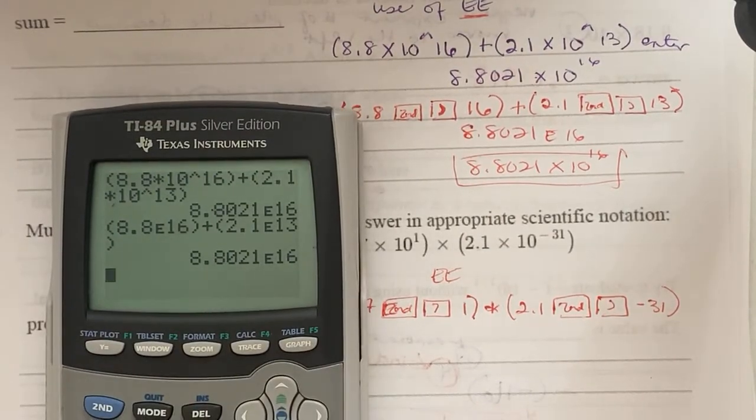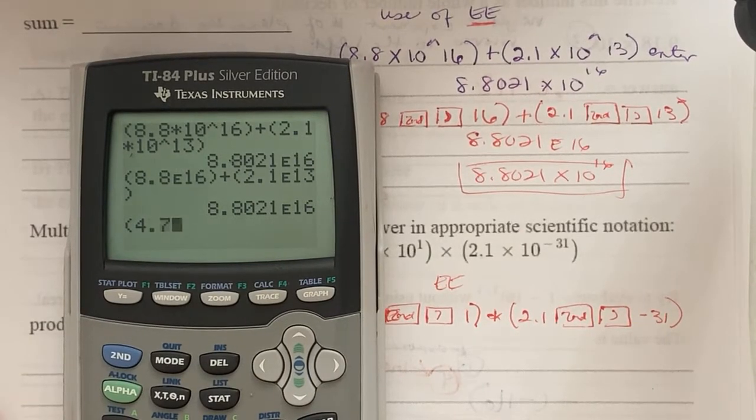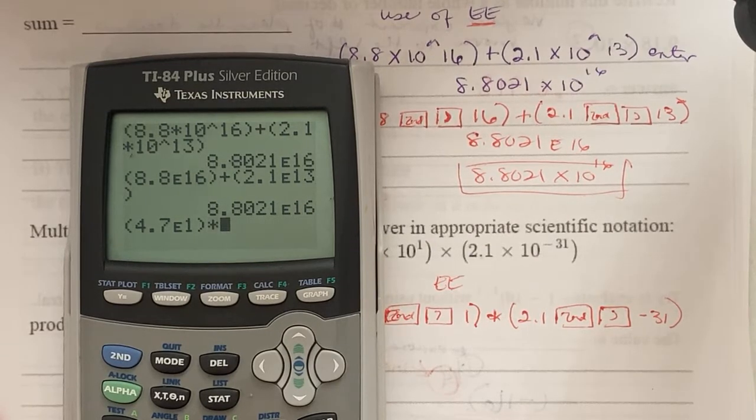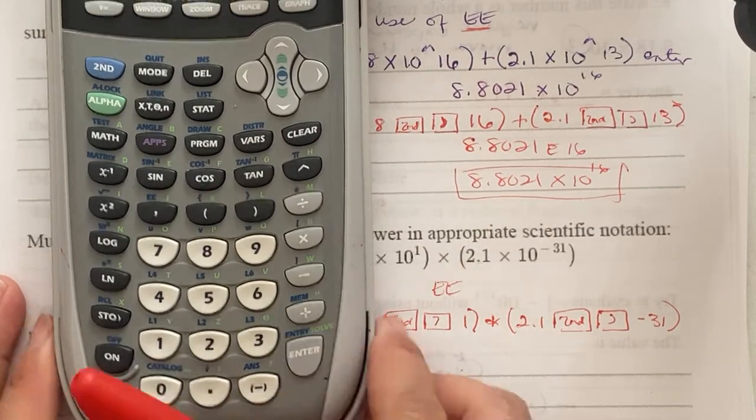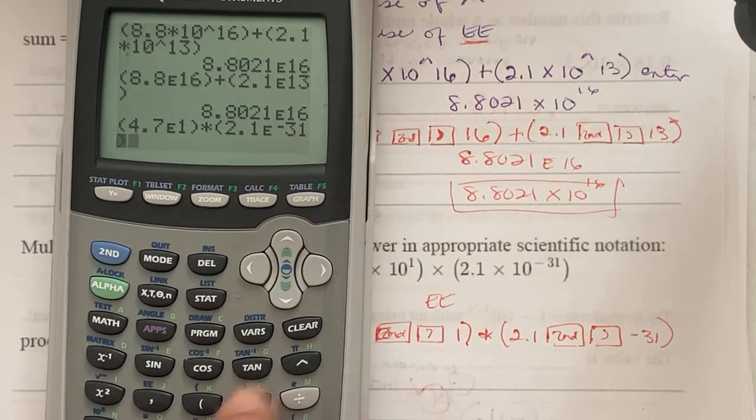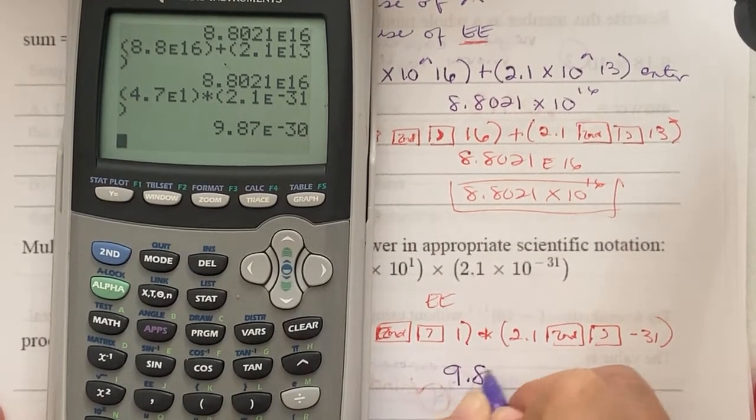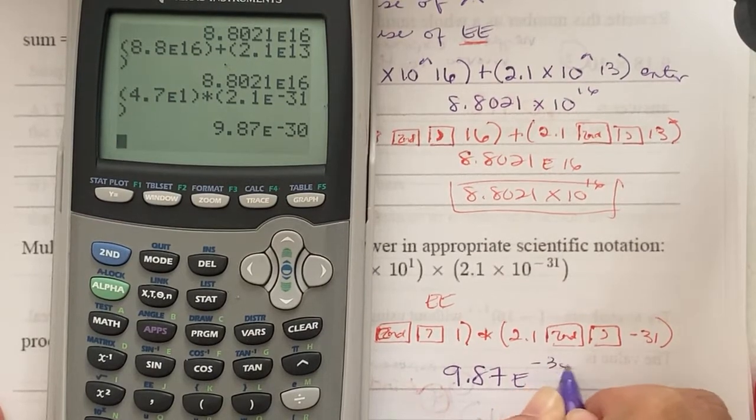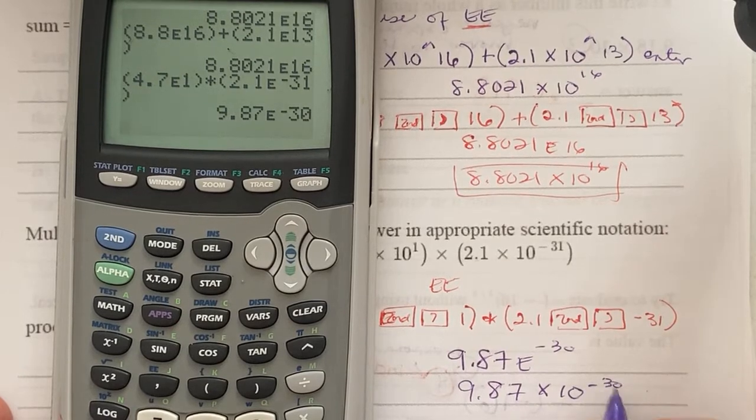So we have parentheses, 4.7 second, comma, to the first, times, parentheses, 2.1 second, comma, to the negative 31st. The negative sign is not the minus key. The negative sign is the little negative piece down here, negative 31st power. Hit enter, and we end up with 9.87 e to the negative 30th, which is 9.87 times 10 to the negative 30th.